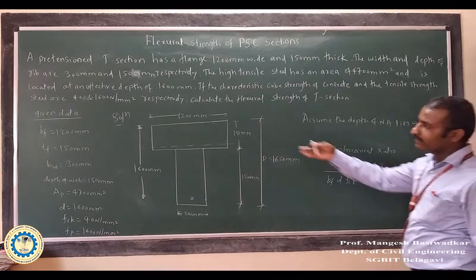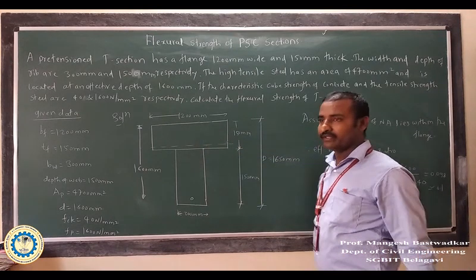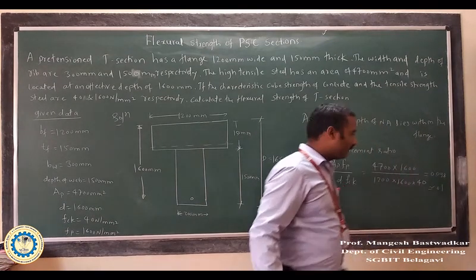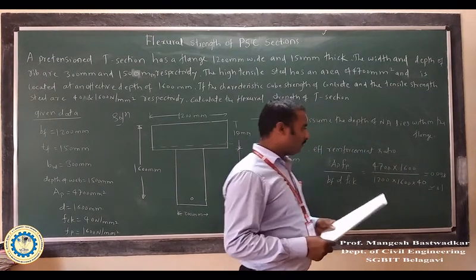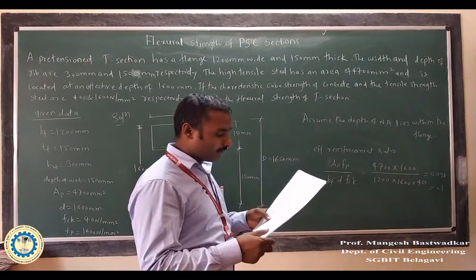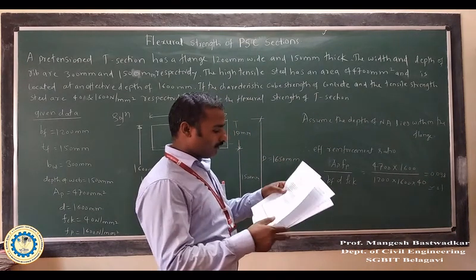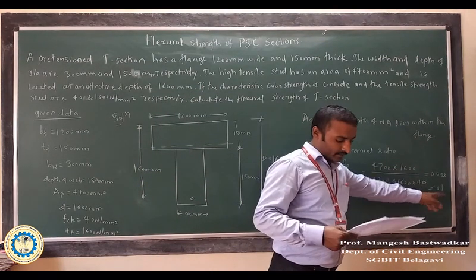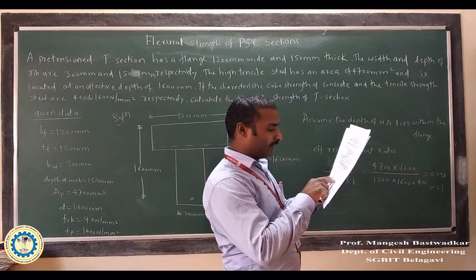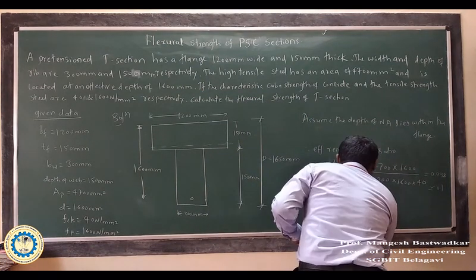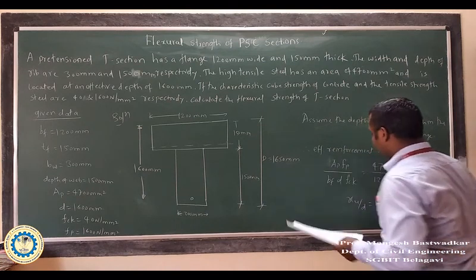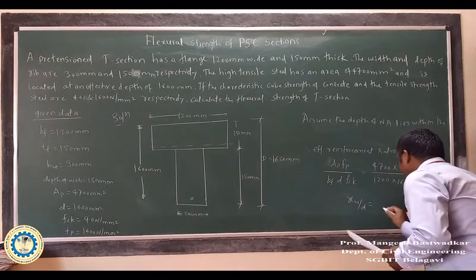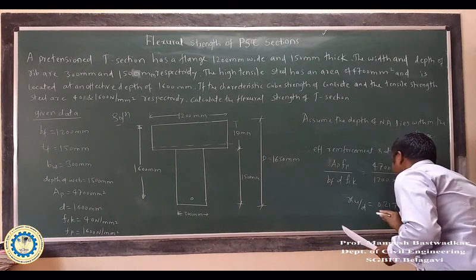We have to check whether this depth of neutral axis lies within the flange or not. So we will not waste time here. Nearest to 0.1, so you can obtain the value of xu by d from this table. Obtain the value of xu by d for this effective reinforcement ratio 0.1. This xu by d value from table number 11, for effective reinforcement ratio 0.1, is 0.217.